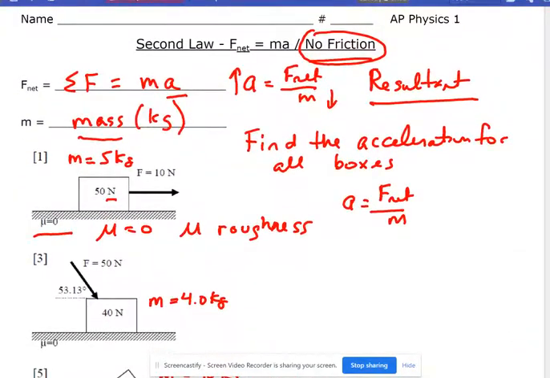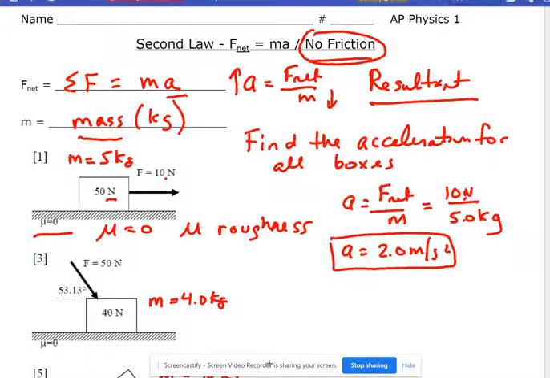How do we find the acceleration of this first box? Well, acceleration is F net, and the net force on this box, because there's only one force on the box, is 10 newtons divided by the mass, which we'll call 5.0 kg. Let's give all of these two significant digits. So you get an acceleration, 10 divided by 5, which is 2.0 meters per second squared. And that's the first answer.